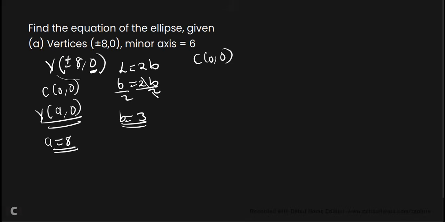The general equation of the ellipse when the center is 0, 0 is this one, x squared over a squared plus y squared over b squared. Now, before you put a and b, check whether the ellipse is moving in the x-axis or y-axis. Here the vertex a is on the x-axis, so it's moving in the x-axis. That's why I've put a here where there's x.